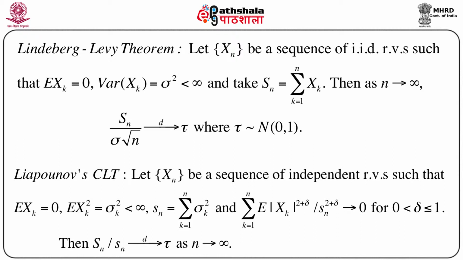Then it can be shown, and we have already shown this in a previous talk, that the sum of the random variables normalized by its standard deviation, that is capital Sn, which is the summation of Xk, k equals 1 to n, divided by small sn, where sn squared is the summation of sigma k squared, k equals 1 to n, goes to tau in distribution as n goes to infinity, where tau we know is a standard normal variable.